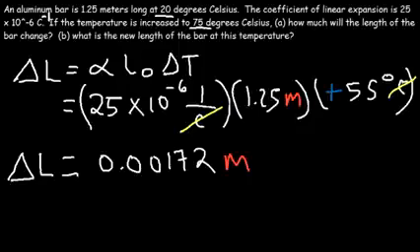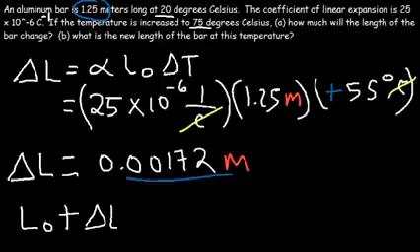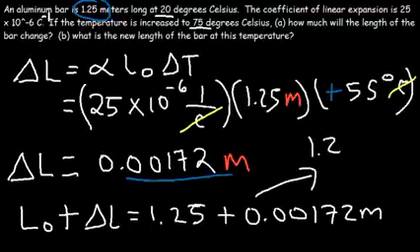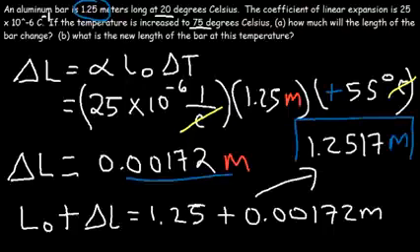To find the new length, we need to add the original length plus the change in length. So it's going to be L0 plus delta L. So that's 1.25 meters plus 0.00172 meters. So this is about 1.2517, but you can round that to 1.252 if you want. So this is the new length of the bar. As you can see, it increased slightly.